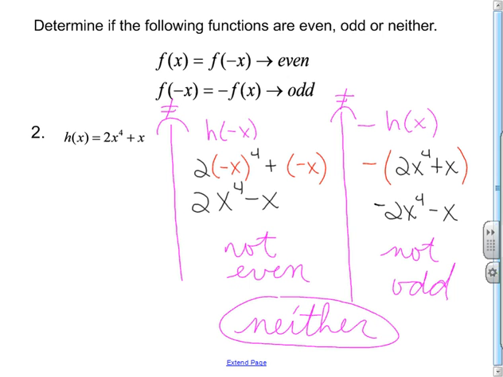Again, if the first two columns are equal, it would be an even function. If the second two columns are equal, it would be an odd function. You just have to realize that the first column is the given, the second column is h of negative x, and the third column is negative h of x. So it's a little memorization for how this organizer sets up, and you're going to be golden.